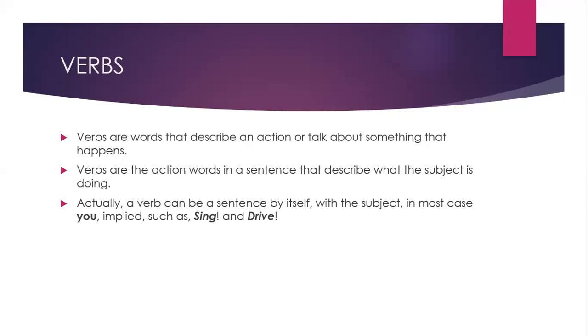We also say that a verb can be a sentence by itself, so just by mentioning a verb, you have given a complete sentence. Because whenever you use a word, for instance, we say sing, it actually implies you sing. So we have a noun or a pronoun in this case, and the action that we want that subject or person to engage in.